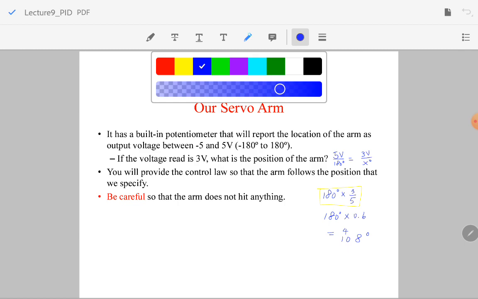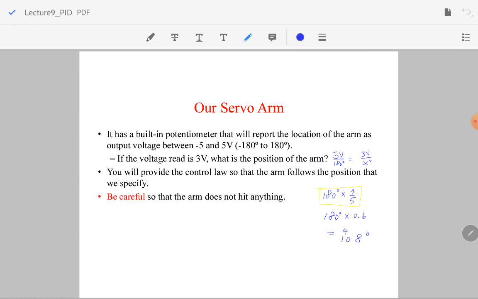Going back to my blue color. So you will provide the control law. Do you remember I said the servo arm will be controlling the location, the orientation, the position, the same thing, position of the servo arm. Actually, you will provide the control law that will do that. So for the actual lab, you have to be very careful so the arm does not hit anything. You want to give it plenty of space, and at no point do you want to hold on to the arm when it wants to rotate.